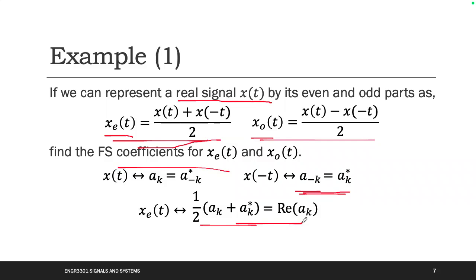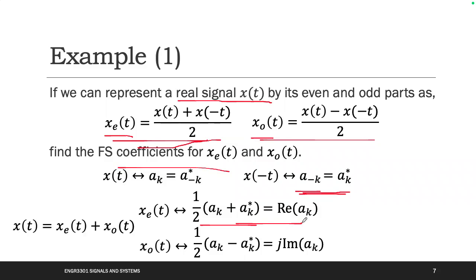Yeah. Okay. And then for the odd part, we know it's equal to this one, am I right? And then we define it as the imaginary part. Do you know why? It's the same thing. You just divide it, then you will see. a_k minus a_k conjugate equals 2jy, and divided by 2 it is jy. Am I right? So this is just the imaginary part. That makes sense to you?